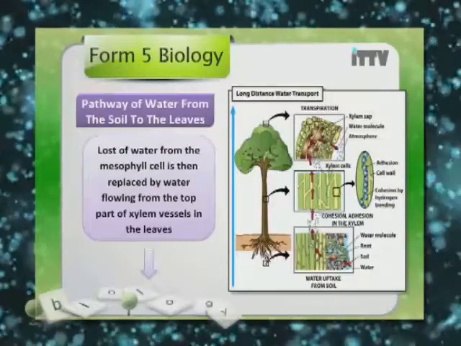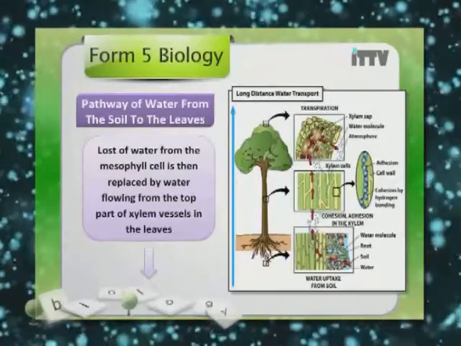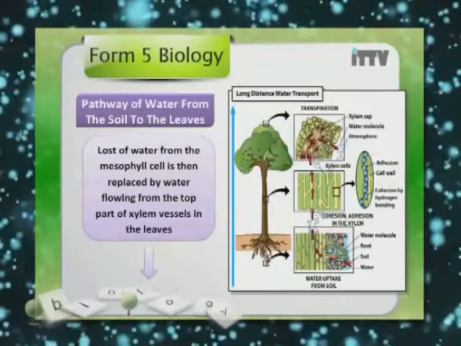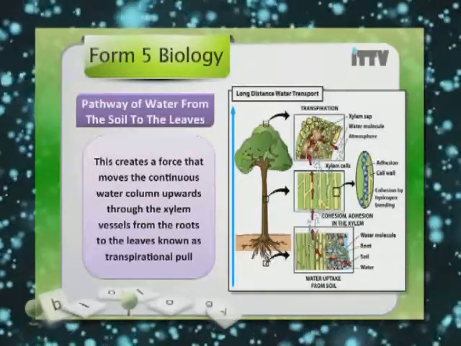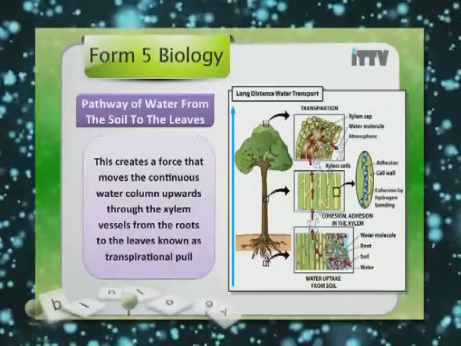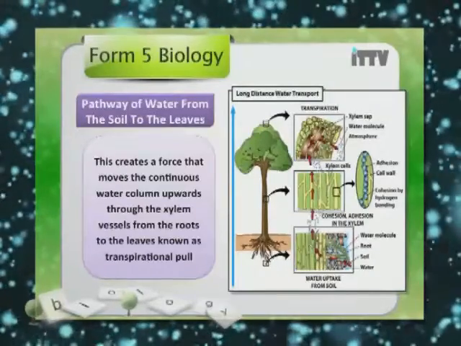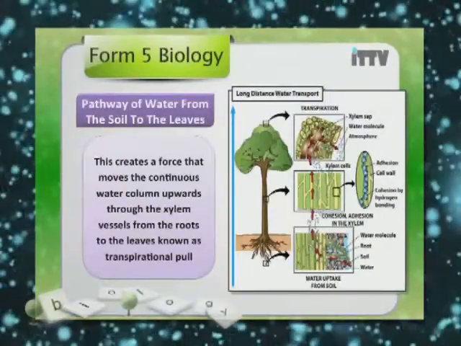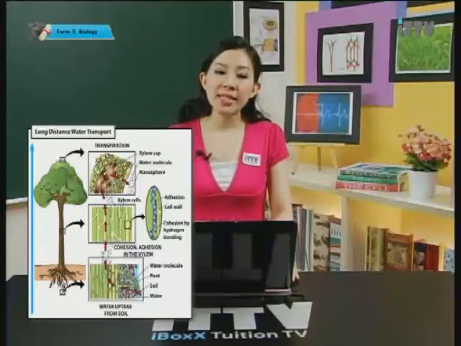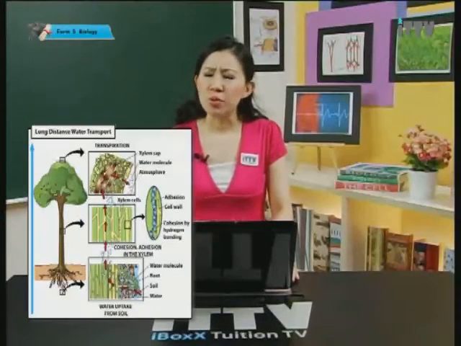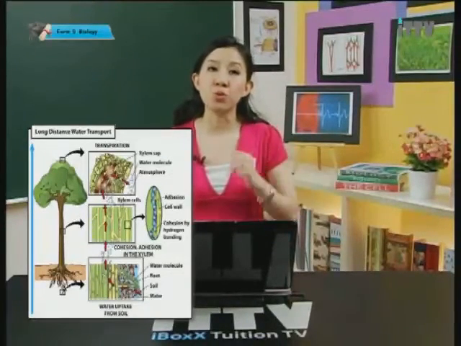Loss of water from the mesophyll cell is then replaced by water flowing from the top part of the xylem vessels in the leaves. This creates a force that moves the continuous water column upwards through xylem vessels from roots to the leaves, known as the transpirational pull. So as you can see, the transpirational pull is a remarkable process starting from the roots.